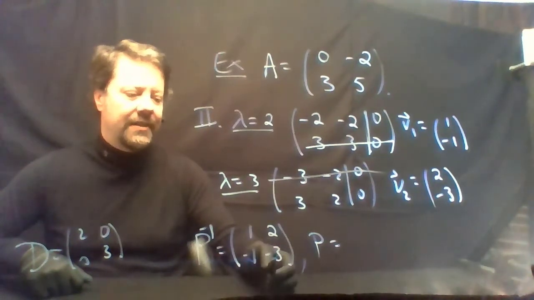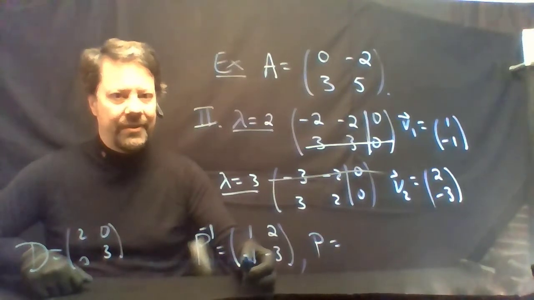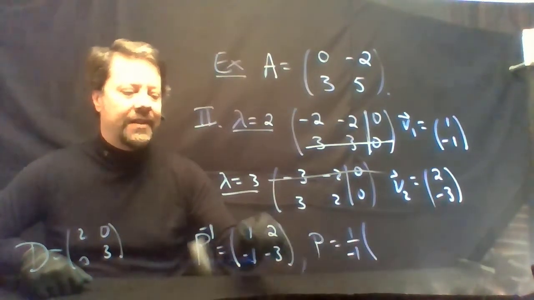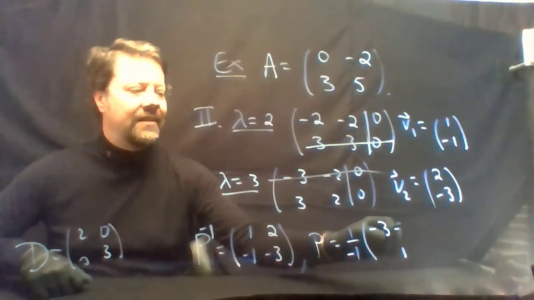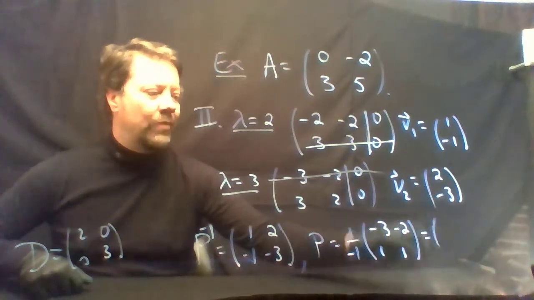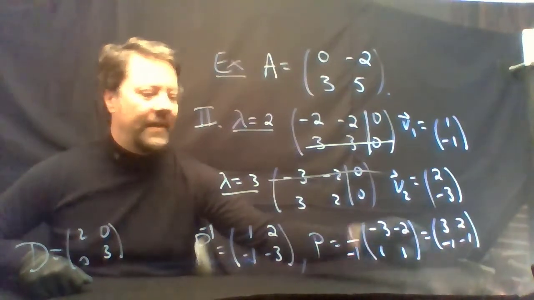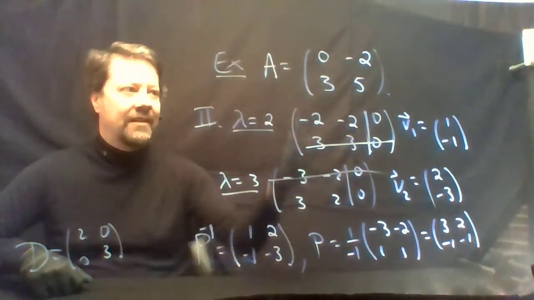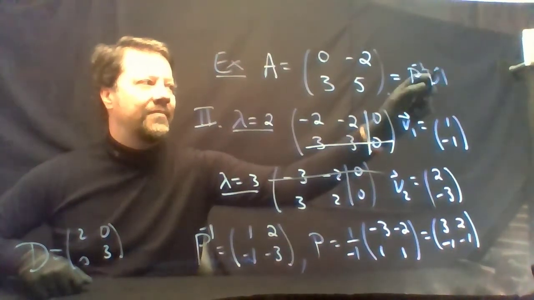P is the inverse of this matrix. The determinant is negative 3 minus negative 2, that gives us negative 1. 1 over the determinant, switch the diagonals, negate the off diagonals. Multiplying by negative 1, we'll have 3, 2, minus 1, minus 1 for P. We have B, we have P inverse, we have D. A will be P inverse DP.